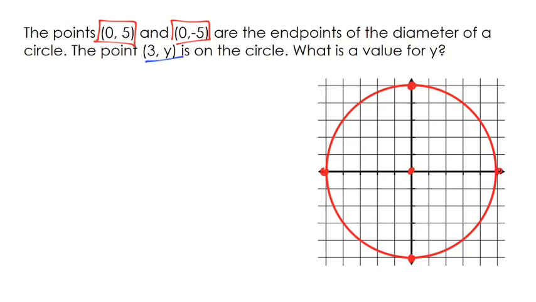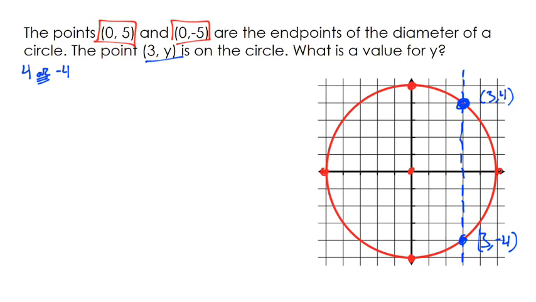Now, it tells us that the point (3, y) is on the circle. That means it's a point with an x-coordinate of 3. That means it's going to be somewhere on the line x equals 3. And so there's really two solutions to this. You could have the point (3, 4), or you could have the point (3, -4). Okay, that y-coordinate could be 4 or -4. There's two solutions.